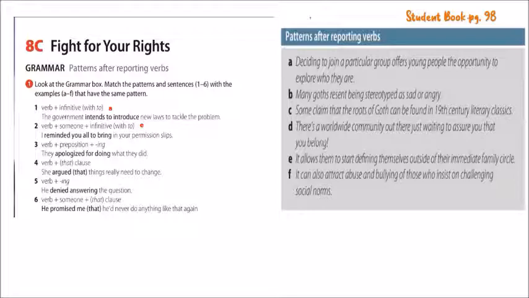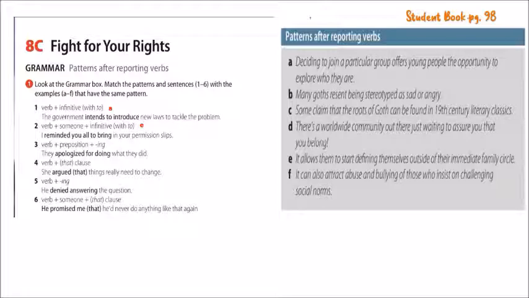Now, what about number 3? We have verb plus preposition plus ing. We have an example: they apologize for doing what they did. Okay, so what would be an example sentence from A through F? We need a verb plus a preposition plus ing.